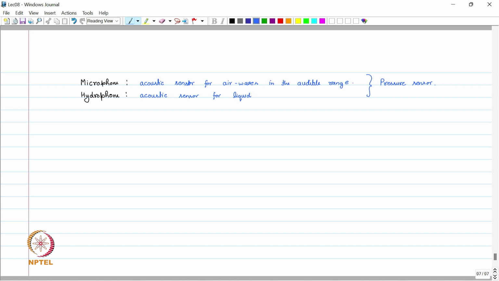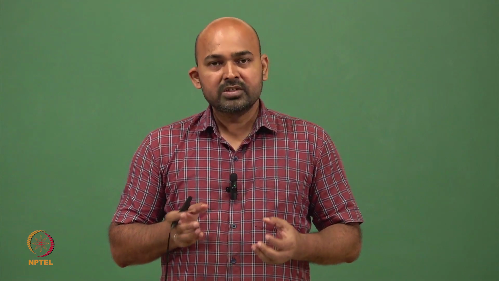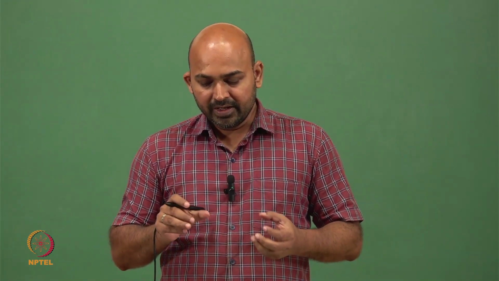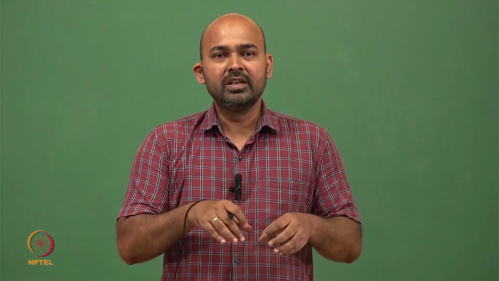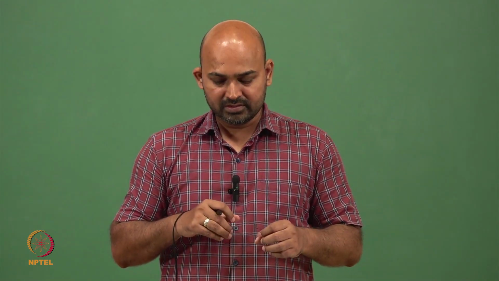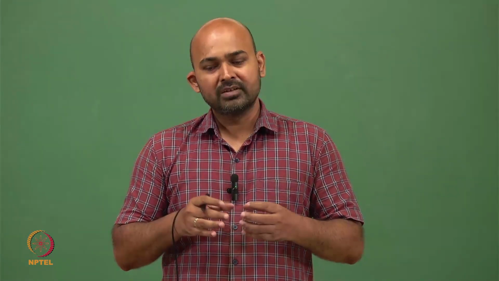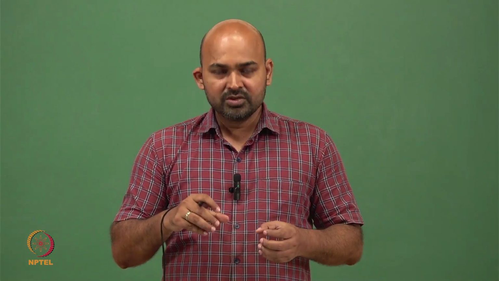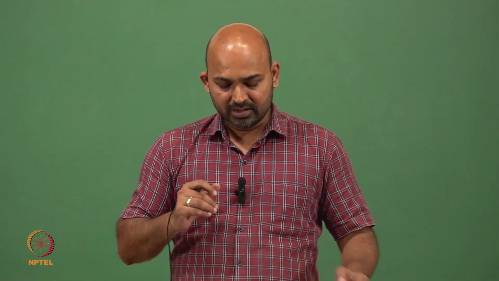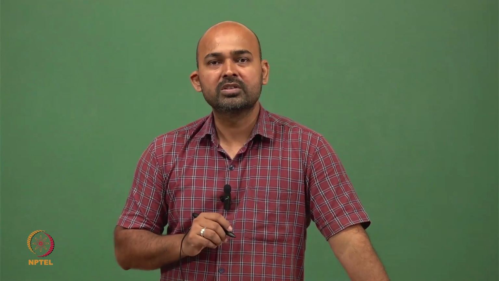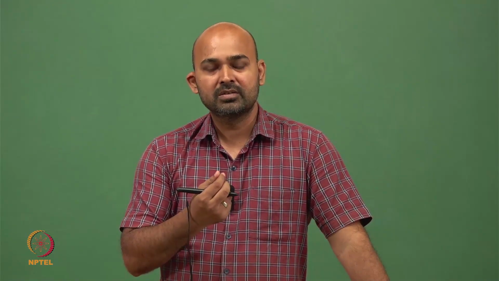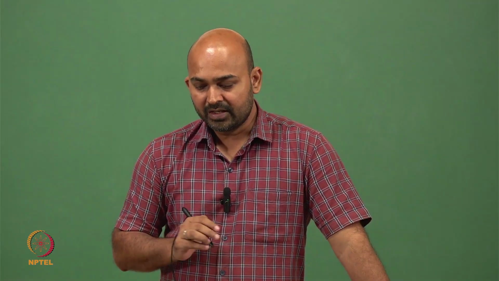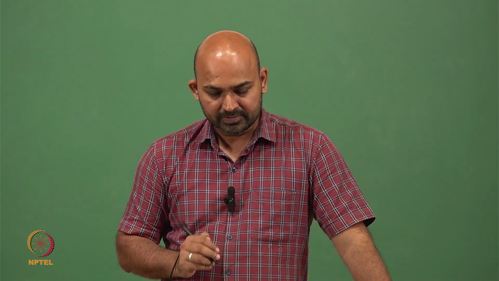So we have two terms. One is the microphone. This is the acoustic sensor, but this is for air waves in the audible range. And second, we have the hydrophone, which is used within liquid, in underwater sensing. The hydrophone's working principle is the same, but it is used for liquid or underwater. So this is also an acoustic sensor, and both of these sensors are pressure sensors. They measure the pressure generated by these acoustic waves, and this is converted to an electrical signal.